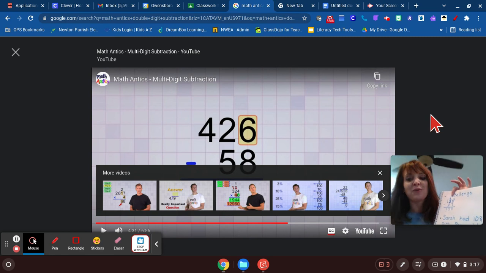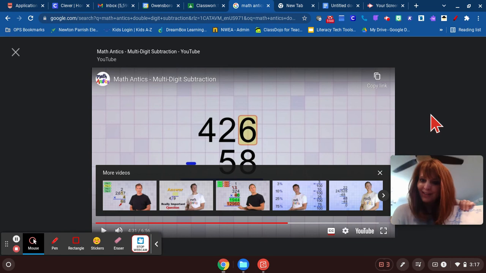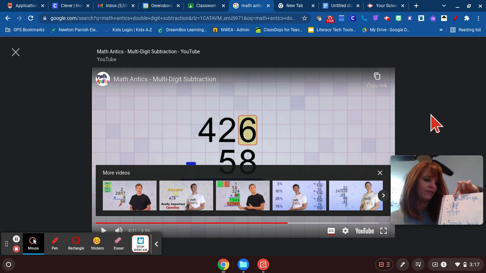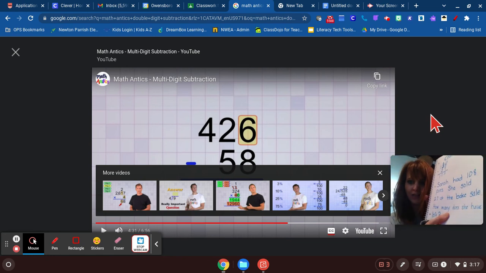But then I want you to go a step farther because we are not super great at word problems. A way to get better is to practice writing them. So I want you to take your 426 minus 58 and put it into a word problem where you're writing your own, okay? So I wrote one for this one. I said, Sarah had, let me see if I can get it in the screen.